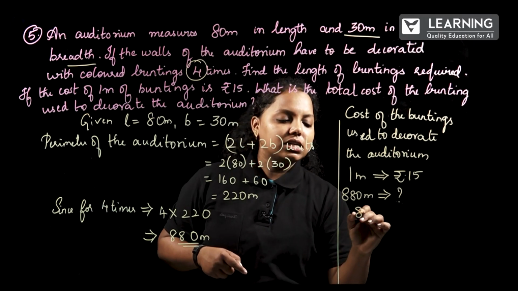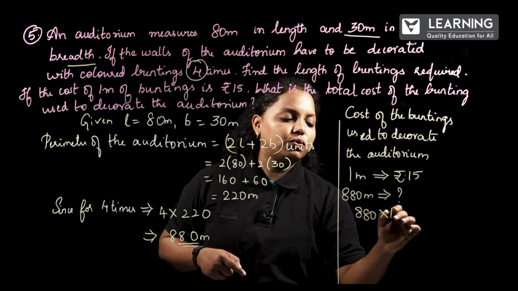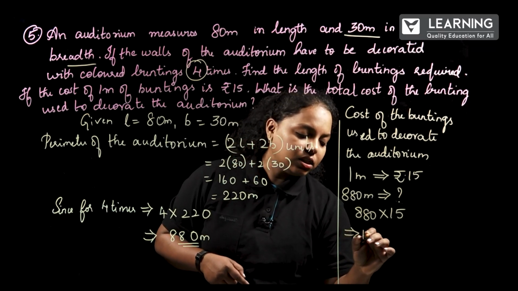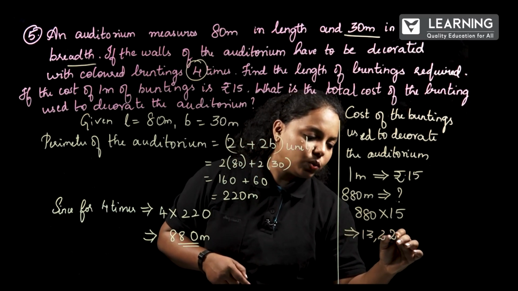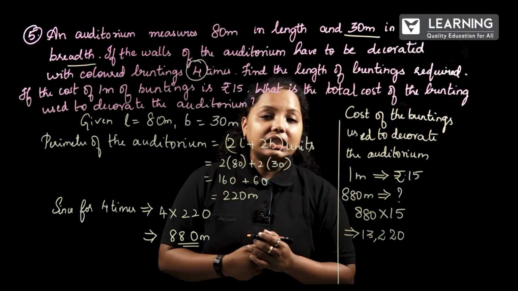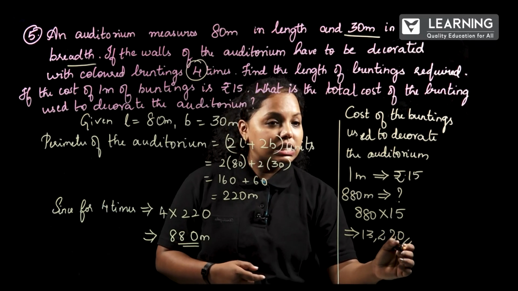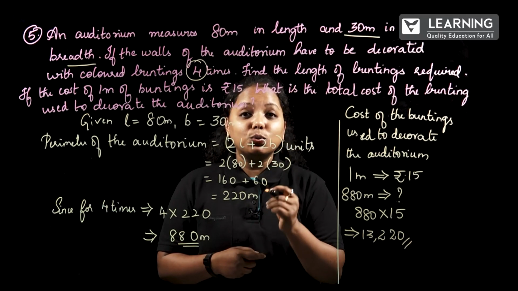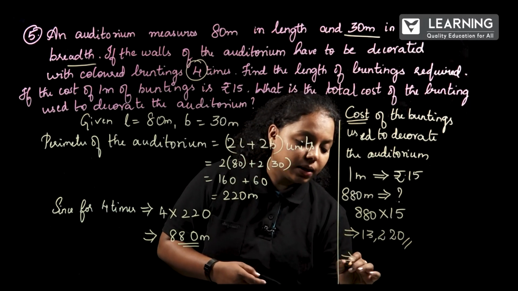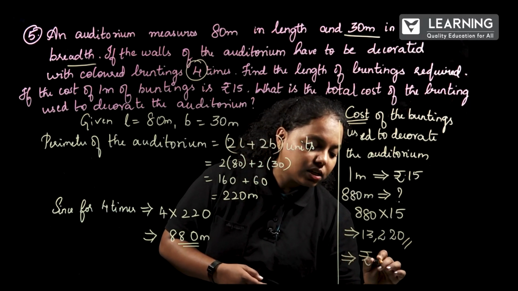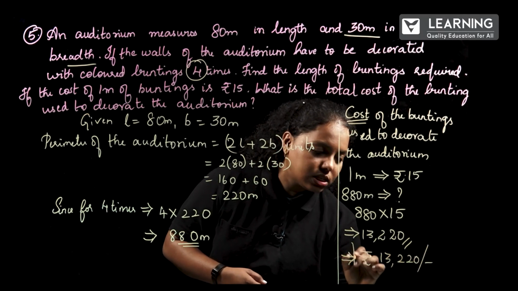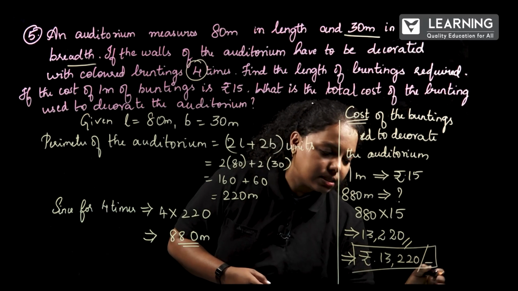Now, for 880 meters, it is 880 into 15. So, what is the number you will be getting? It is 13,200. You can just sit and multiply. I am writing the final one. It is 13,200. You have to end up with the rupees, because the question is asked on cost. So, it is rupees 13,200. This is your actual answer.